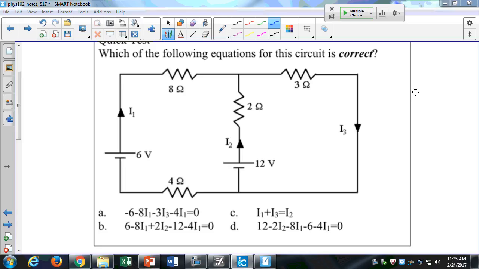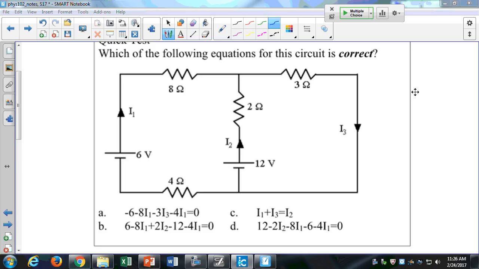And then let's say here, I have 12 minus 2I2, starting here, positive 12, minus 2I2, we're correct so far, minus 8I1, that should be what? Plus 8I1. Check your signs and check your subscripts. So if this had 8I2, then that would be wrong as well. Minus 6, that's right. And this should be plus 4I1. So this should be a positive and this should be a positive. Okay? You'll have a question like that too.